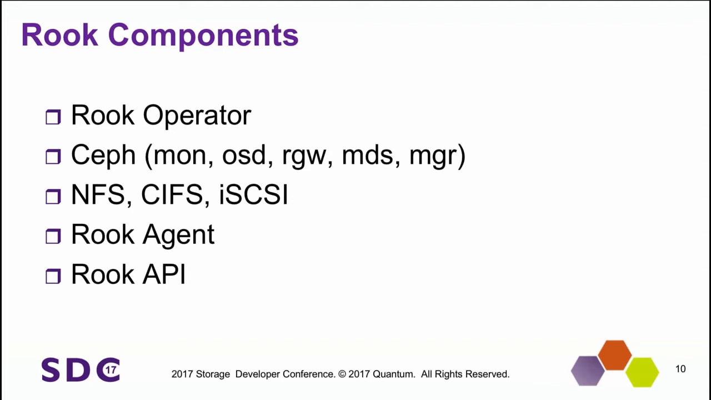We have the Rook agent, which is a Rook component that runs on every node in the cluster that handles persistent volume mounting. And the Rook API, which just presents a RESTful API if you're not using the Kubernetes CRD extensions. And I'm going to go into each of these and talk about how they're managed a little bit differently in the Rook cluster.